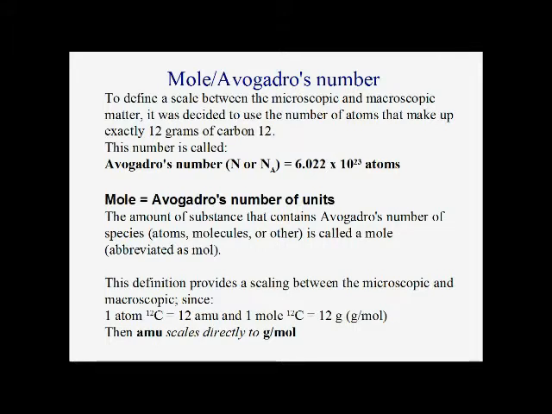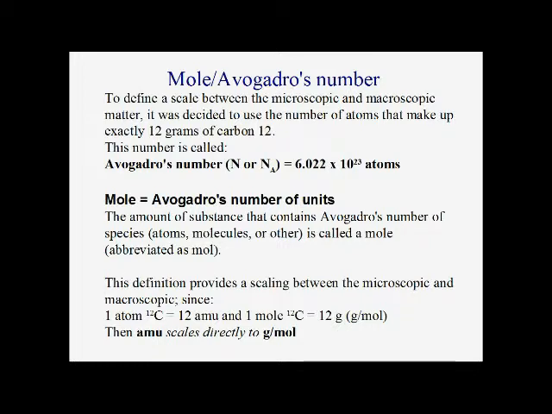So a mole is Avogadro's number of units. Avogadro's number is 6.022 times 10 to the 23rd units. Units could be atoms, molecules, electrons, whatever is appropriate for us. So we have defined this so that the mass on the microscopic scale in atomic mass units is equal, in terms of numerical value, to the mass on a macroscopic scale in terms of grams per mole.